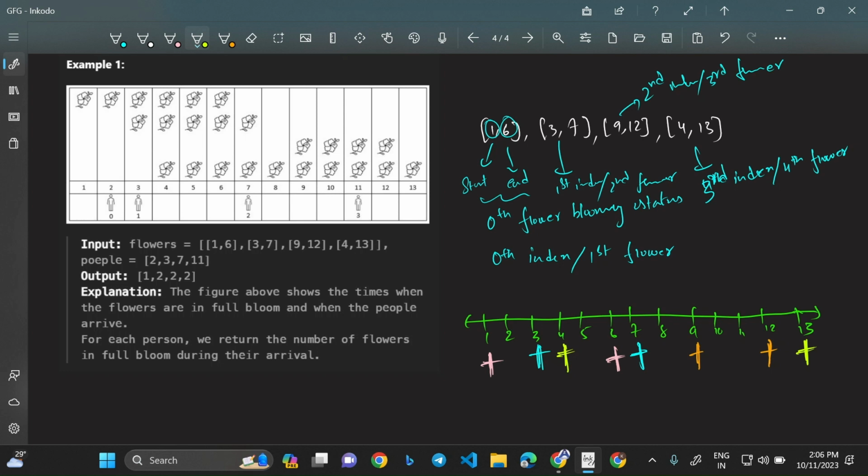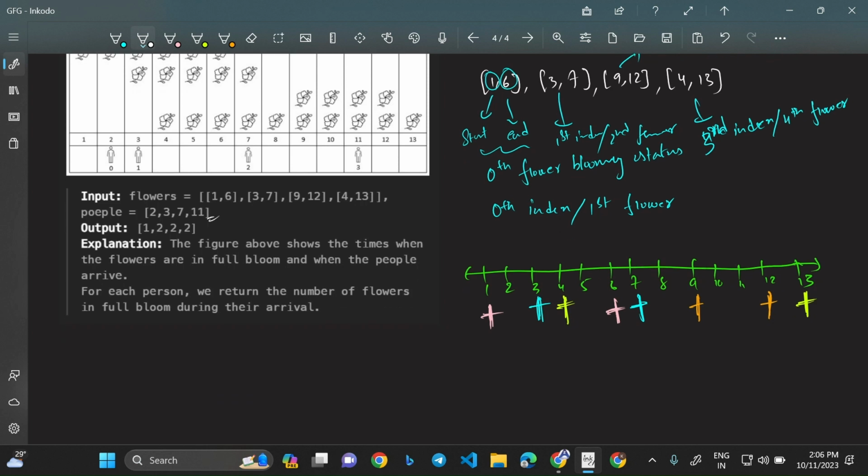Now there is another array that has been given, the people array. So what does that mean? The people array indicates the time point at which the ith person will come. So what is the people array that has been given? 2 3 7 11. This means a person visits the flowers at t equal to 2 seconds, then at t equal to 3 seconds, at t equal to 7 seconds, and at t equal to 11 seconds.